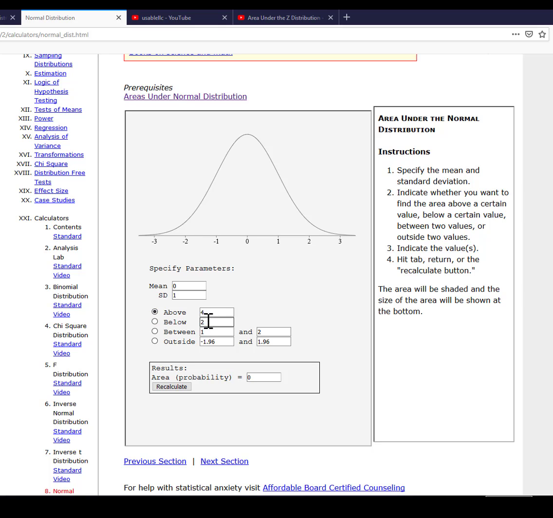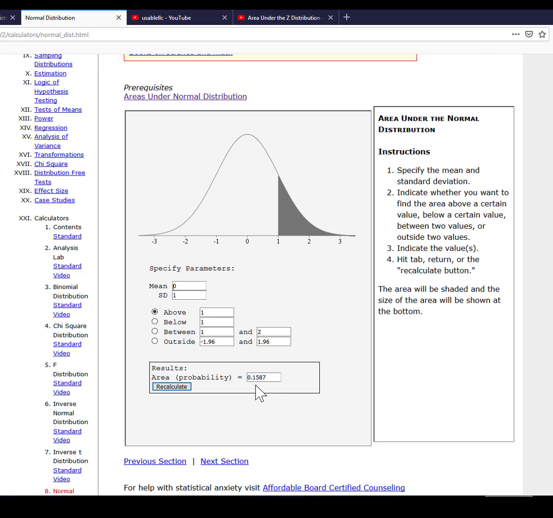So let's look at the amount of variation below 1 standard deviation above the mean. I'm going to set the below radio button, 1 standard deviation, click recalculate, and we get about 84%. I think that was the same answer we got before. Now let's look at above 1 standard deviation. Again, I'm going to click above, enter 1, click calculate, and again, about 16%. That also matches what we got before.